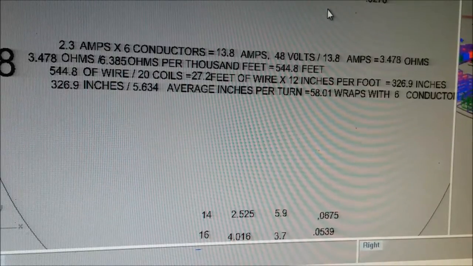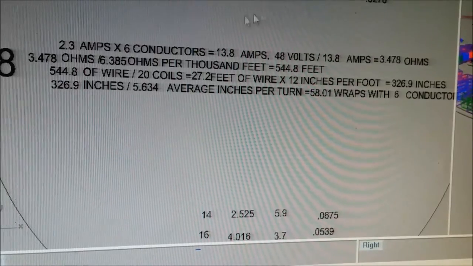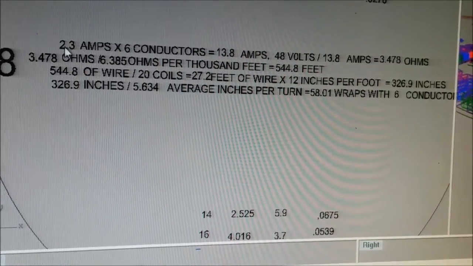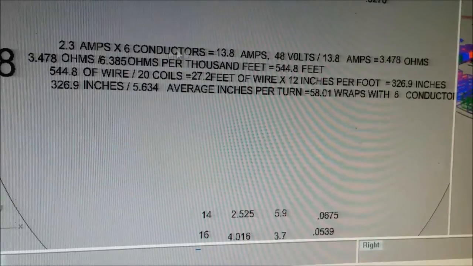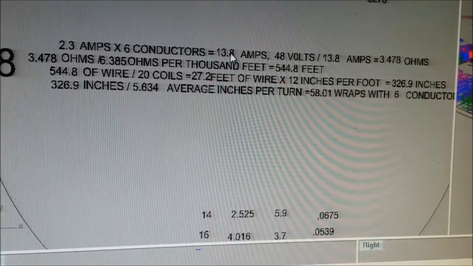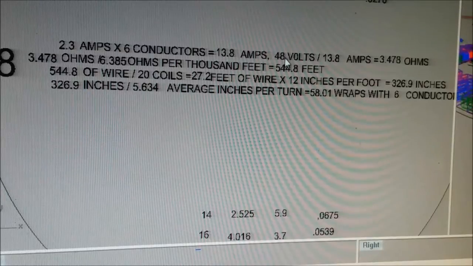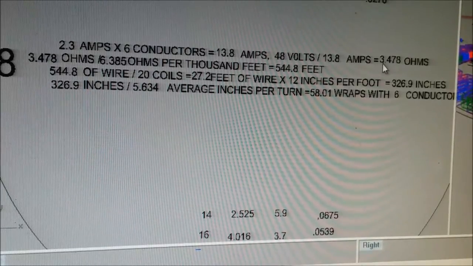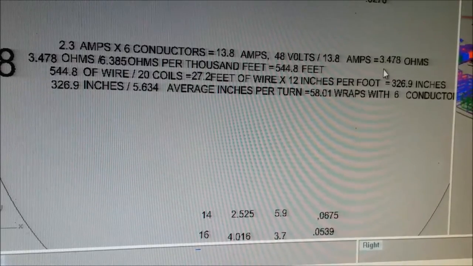But if I had, let's see, what's this one? This is a 2.3 amp per wire times six conductors. That's 13.8 amps. So if I take the 48 volts divided by 13.8, I need 3.478 ohm capacity on the wire, or it'll just burn in two. It'll get hot, and then it'll burn in two.